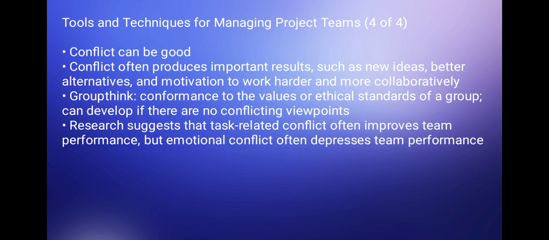Next is tools and techniques for managing project teams, 4 of 4. Conflict can be good. Conflict often produces important results, such as new ideas, better alternatives, and motivation to work harder and more collaboratively. Groupthink, conformance to the values or ethical standards of a group, can develop where there are no conflicting viewpoints. Research suggests that task-related conflict often improves team performance, but emotional conflict often reduces team performance.